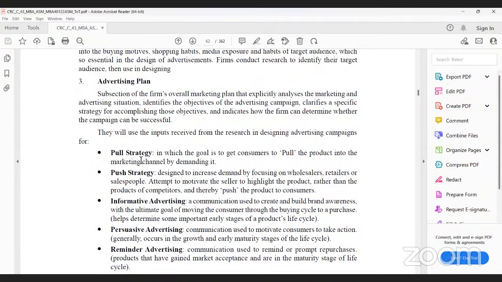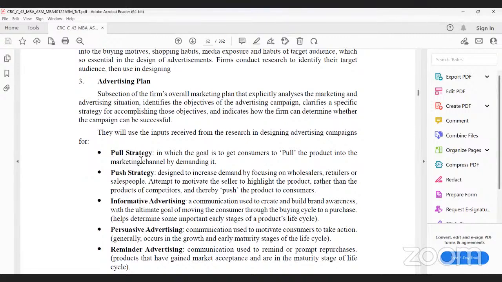So push: the companies, the wholesaler, the retailer, or the salespeople attempt to motivate the seller to highlight their products rather than the products of competitors, and thereby push the product to customers. So informative advertising: communication used to create and build brand awareness with the ultimate goal of motivating the customer through the buying cycle to purchase.